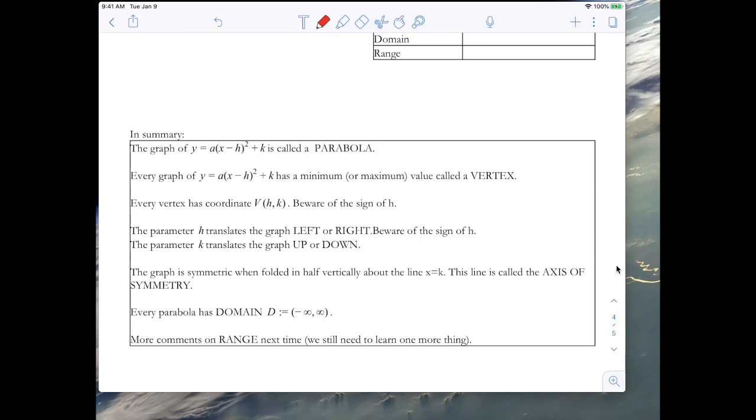The graph is symmetric when folded in half vertically about the line x equals h, and that line is called the axis of symmetry. Every parabola has domain -infinity to infinity, and I'd like to save my comments on the range until next time because we still have to learn one more thing.